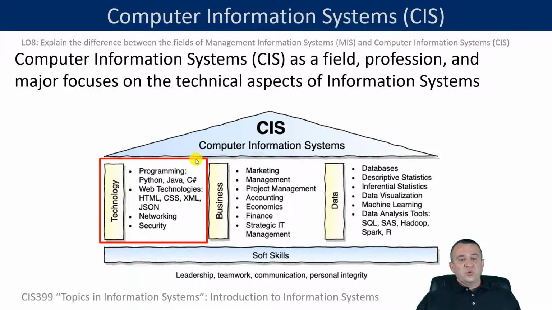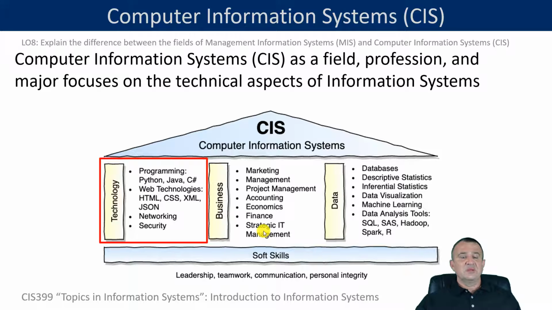Now, towards the end, we'll try to explain the difference between computer information systems and management information systems. As I explained before, computer information systems as a field, as a profession, as a major is very broad. It draws on three pillars of knowledge. So CIS majors are typically equipped with knowledge in technology, business, and data. Also, CIS programs have a heavy emphasis on developing soft skills related to leadership, teamwork, communication, and personal integrity. So this is a brief way of explaining what computer information systems are.